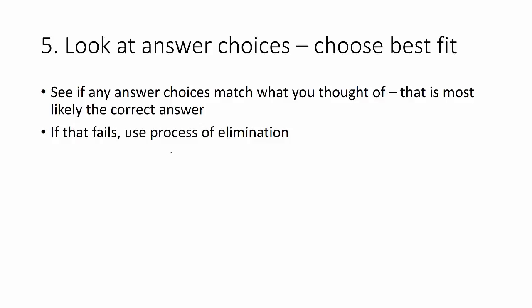Now, finally, I'm going to reveal the answer choices and scan through them to choose the best fit with what I thought the answer would be. Sometimes when you've thought of the answer ahead of time, you'll find an answer choice that matches exactly what you thought of. And that makes it very easy. You just choose that one and you move on. That's most likely the correct answer. Other times the answer choices have different levels of detail, or maybe we really didn't know what the answer would be. So when this method fails, then you just use the process of elimination.